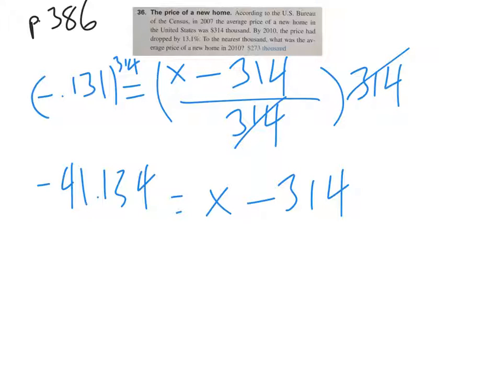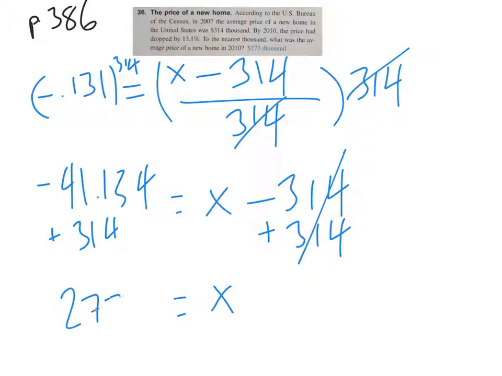And now if you want to solve for x, all you have to do is just add 314 to both sides. Cancel out here, and over here you get x equals about 272.87. This is money, so I decided to round it to 2 decimal places. And this is in thousands of dollars technically, so I should put 1,000 down here.